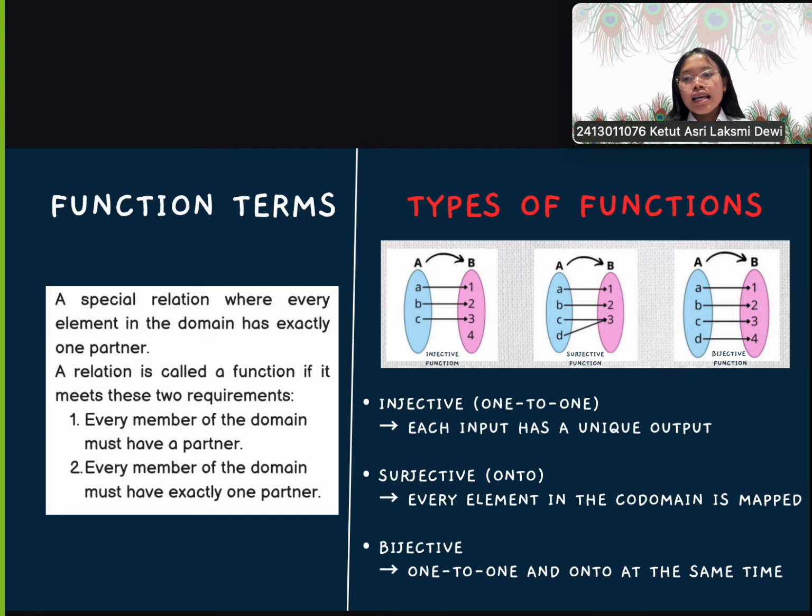Okay, next, function terms. A function is a special relation where every element in the domain has exactly one partner. A relation is called a function if it meets these two requirements. First, every member of the domain must have a partner. Second, every member of the domain must have exactly one partner.